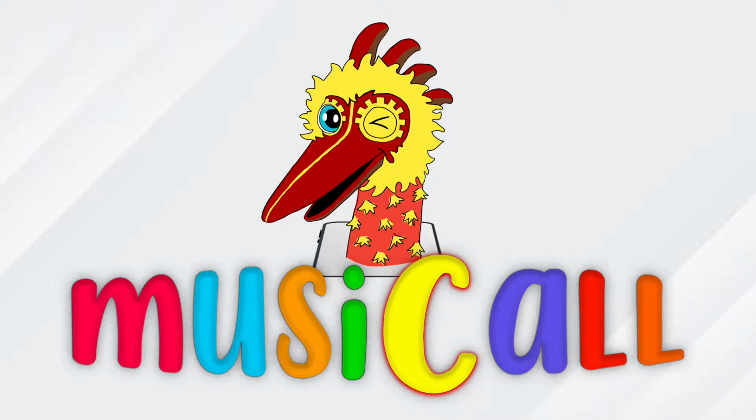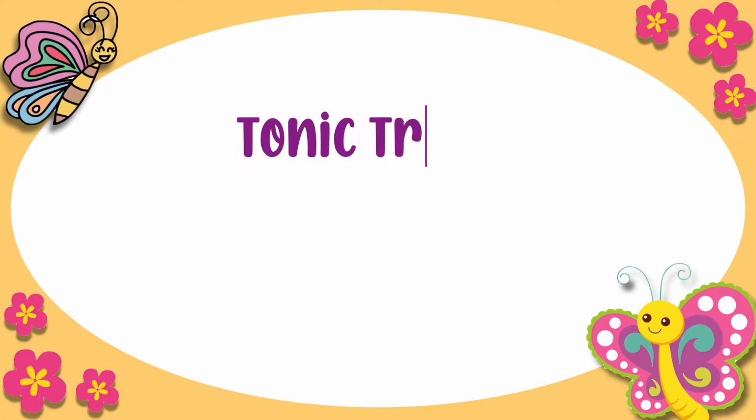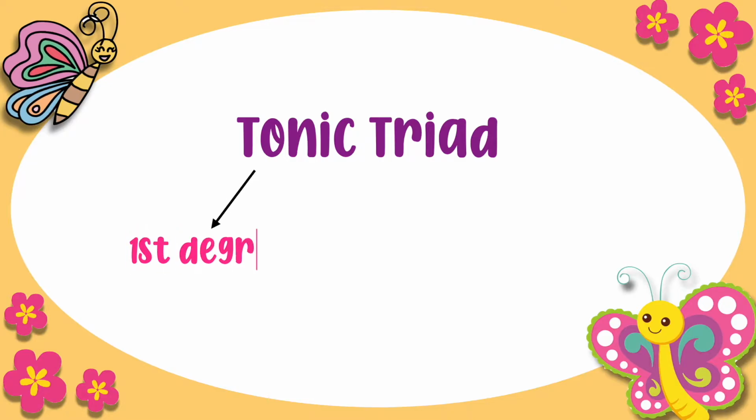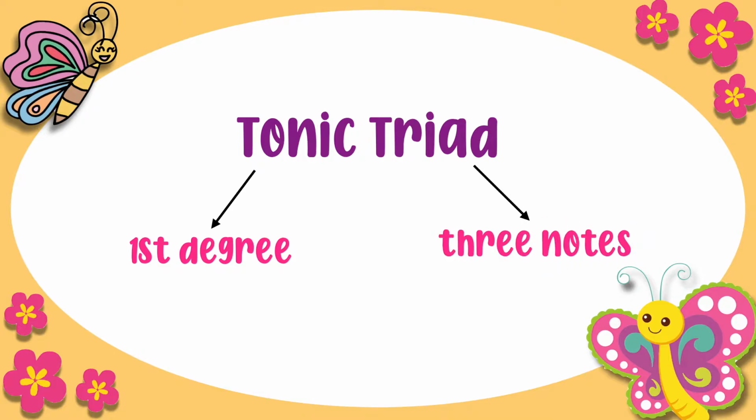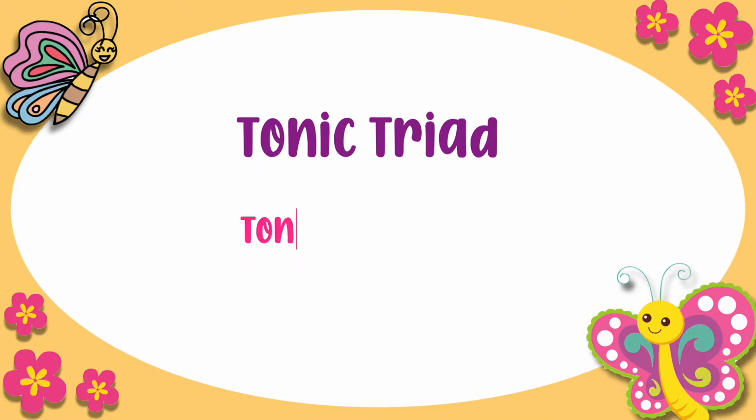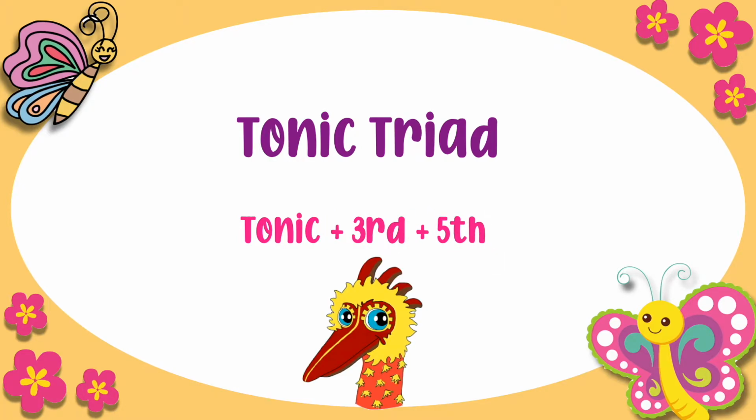Let's go! In this episode, we'll learn about tonic triads. If you've watched our previous episode, you'd know that the tonic means first degree. The new word here today is triad. Tri, triple, third, three. Triad means three notes. The tonic triad is a group of three notes made up of the tonic plus the third and fifth degree above it. Tonic triad: tonic plus third and fifth degree.